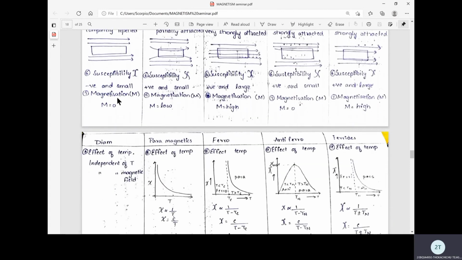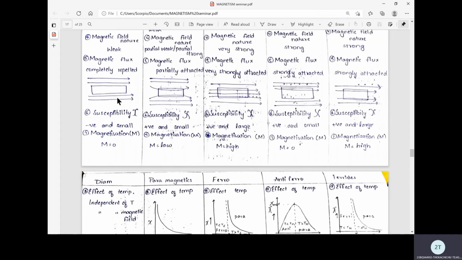And if we talk about the susceptibility for diamagnetic materials, it is negative and small. For para, it is positive and small. For ferro, it is positive and large. And for antiferro, it is positive and small. And for ferrimagnets, it is positive and large.